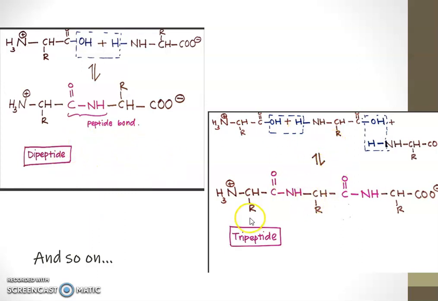So here it is the formation of tripeptide. Here it is the first amino acid, the second and the third one, and it shows the removal of water molecule from individual amino acids, and we will get a tripeptide. The reaction, in a similar manner, will give us tetrapeptide, pentapeptide, hexapeptide and so on.